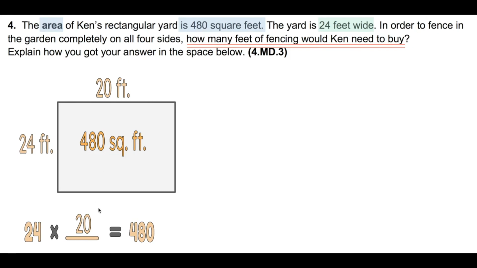We're not done though. The answer is not 20 feet because we weren't only trying to find this missing side. Let's look back at the question. It says, how many feet of fencing would Ken need to buy? Remember, this is his garden, and he's putting a fence on all four sides. We know this is 20 feet. You need to figure out the whole thing. How much fencing is he going to buy at Home Depot so he could put a fence around his entire garden? All right, you got this.